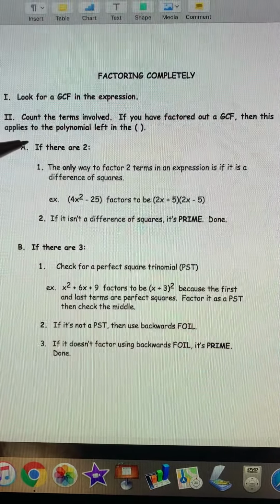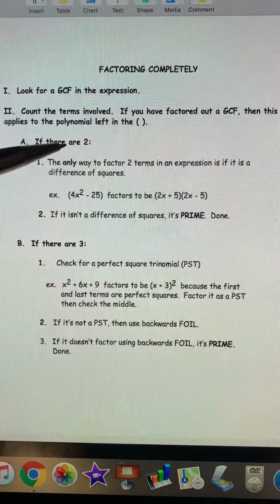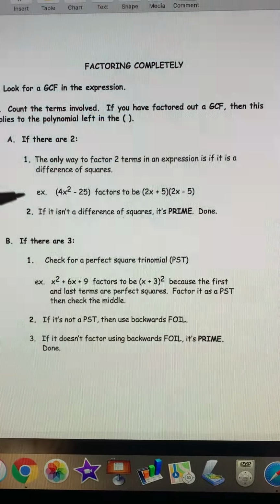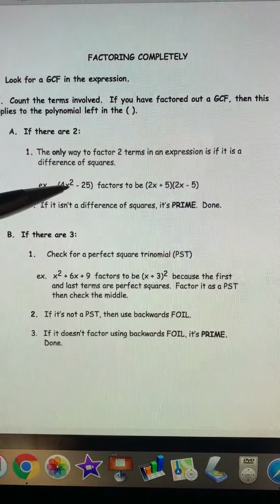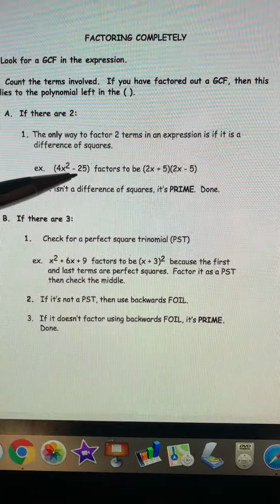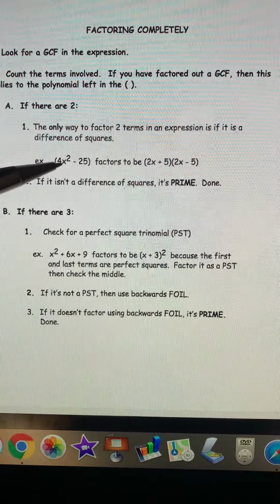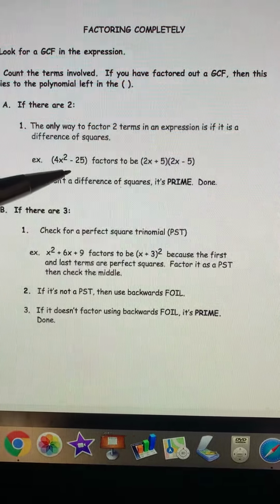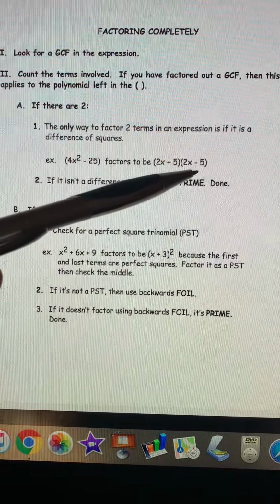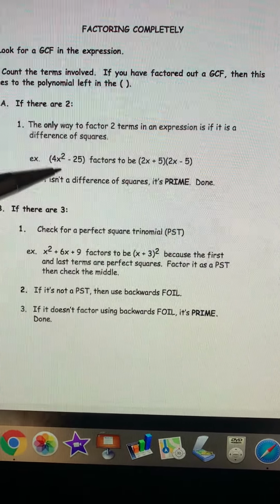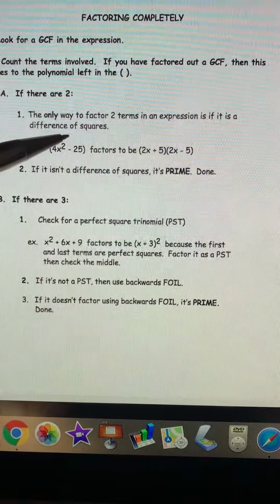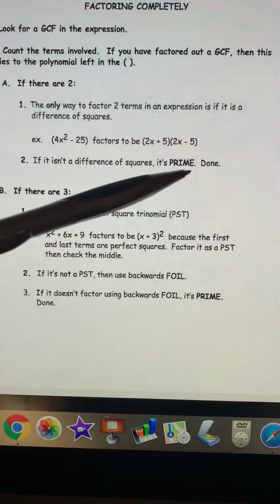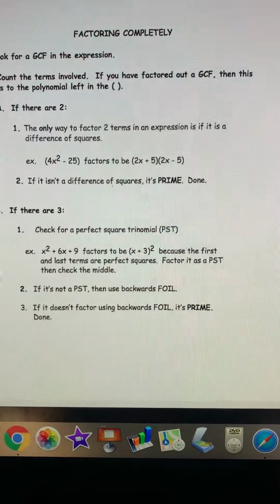If we've taken out a GCF, then what we count are the numbers left over in parentheses after we've taken that out. So if there's only two terms, the only way to factor two terms is if it's a difference of squares. Like this, if it was 4x squared minus 25, the only way we could do this is to say, well, then that has to be a perfect square, that has to be a perfect square, and it's a subtraction sign. If it is, well, we know how to factor it. If it's two terms, and this one's not a perfect square, or that one's not a perfect square, or that's not a minus sign, then we're going to say it's prime, and we can't do anything further.